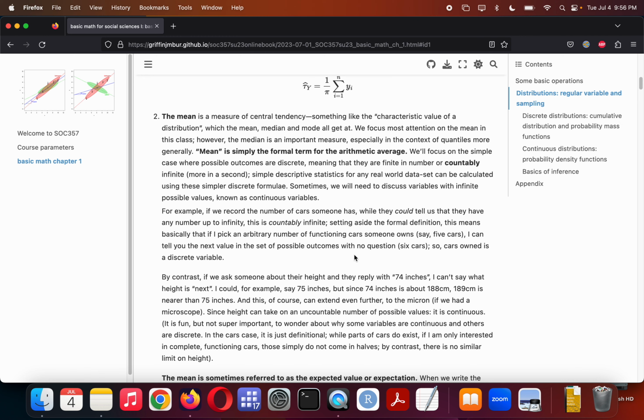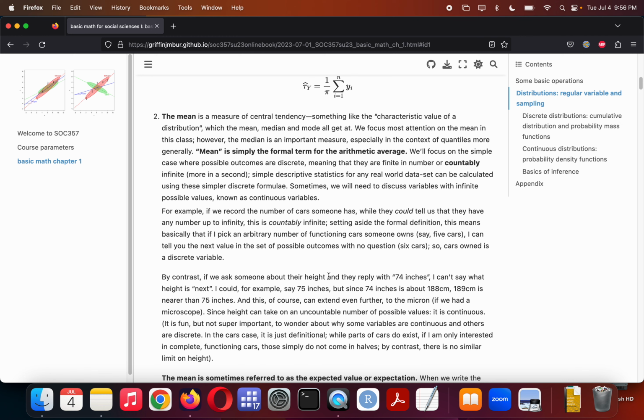And you could say the same thing about centimeters. So, well, maybe 189 centimeters is the next value in the set, but what if I measure it in millimeters? And you could go up to the micron, really. And you could go even further than that once technology advances. I mean, I know people can measure stuff basically smaller than that, but even still, the point is you can always measure smaller and smaller. And so since height can take on this uncountable number of possible values, it's continuous.